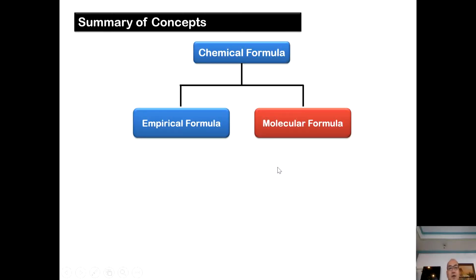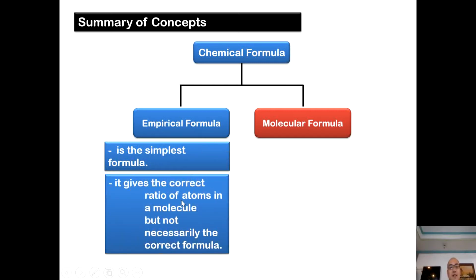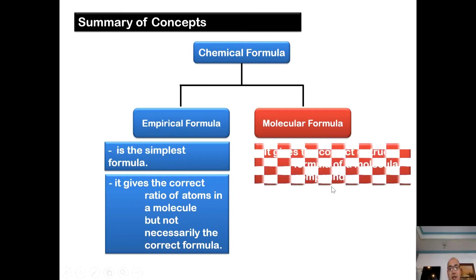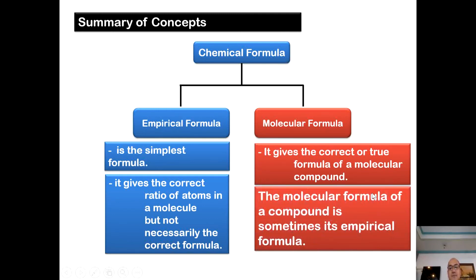Okay? So let's have the summary of concepts. Again, there are two types of chemical formula, the empirical formula and the molecular formula. When you say empirical, it's the simplest formula but does not give the correct or actual number of atoms in a given molecule. On the other hand, molecular formula gives the correct or true formula of a molecular compound, and the molecular formula of a compound is sometimes its empirical formula.